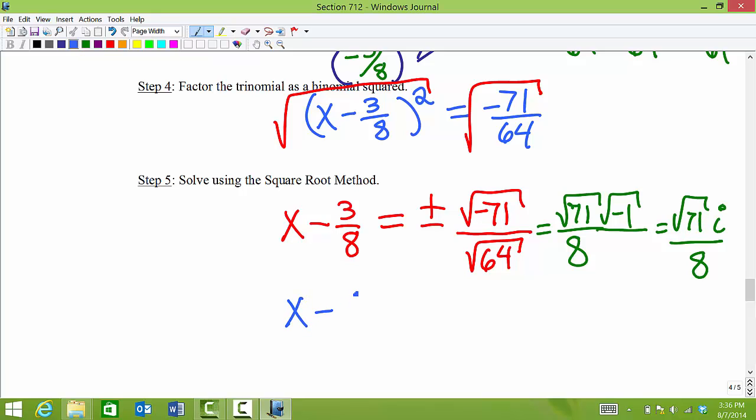So I'm going to go ahead and come down here and rewrite our equation now with the simplified form, plus or minus. I'm going to go ahead and write our fraction that we simplified. I'm going to go ahead and leave that i out to the side.